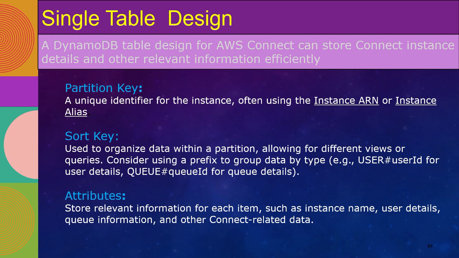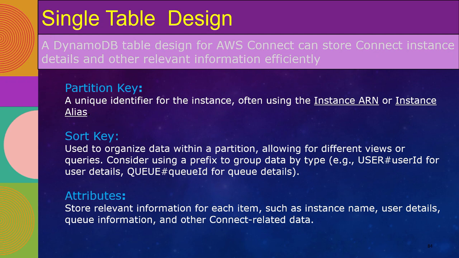Okay, so we're back looking at the single table design for DynamoDB when we use DynamoDB for AWS as a contact center, AWS Connect, and what we're trying to figure out is how to design our table. Now, what we're going to do is eventually say, oh, we need to look at the access patterns to try to figure out what we want to do.